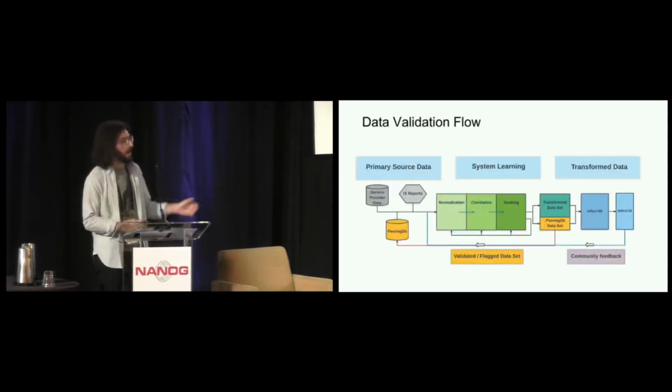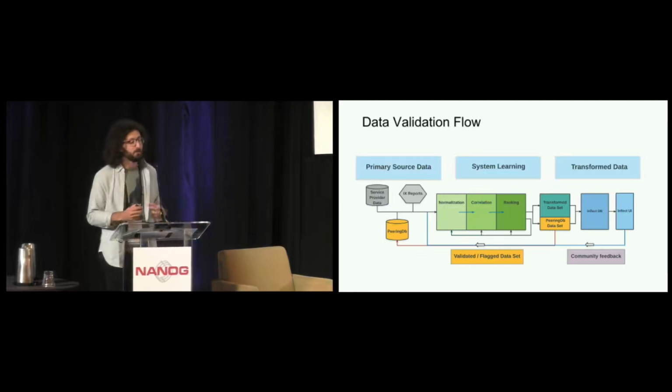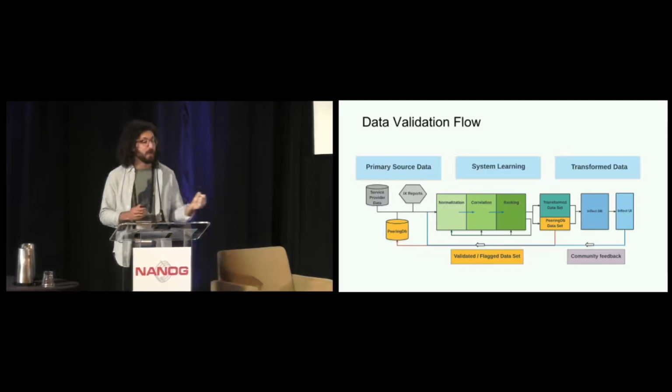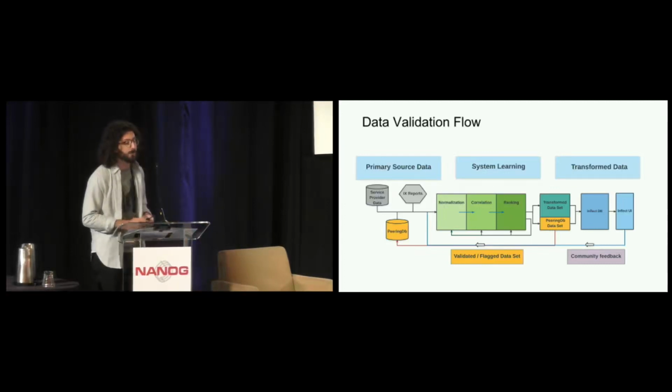So this is just kind of a high level of how data flows through our platform. We're really interested in getting as much primary source data, as we call it, as possible, so that means data provided by people who own those assets. So we take primary source data, we combine it with things like Internet Exchange reports, PeeringDB, and we send it into the system learning part of our platform. This is where we normalize everything together and start correlating it.